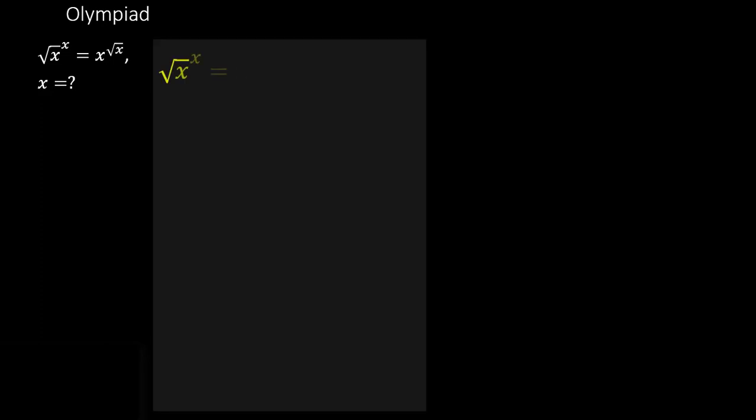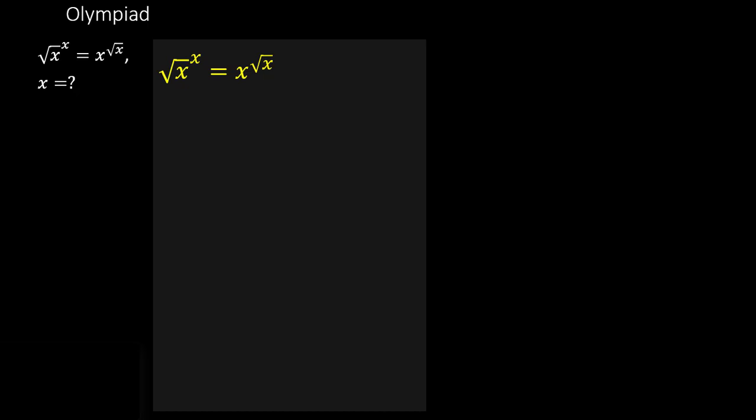Okay, now let's write our question down. We have the square root of x to the power x is equal to x to the power the square root of x. This looks a bit weird, but yes, x certainly has a certain value, or there's a certain value that satisfies this expression you see on the screen.